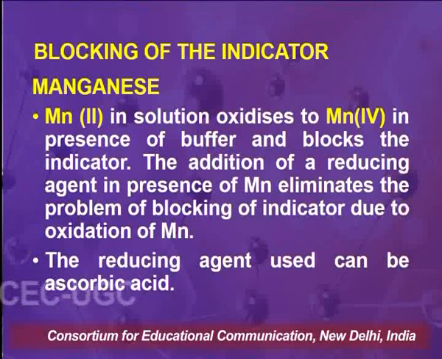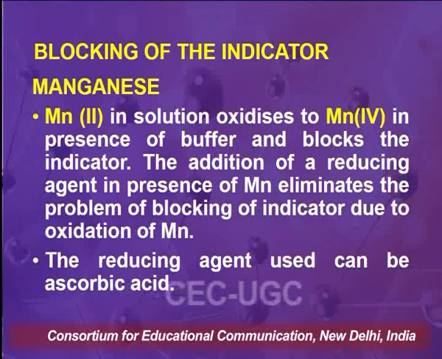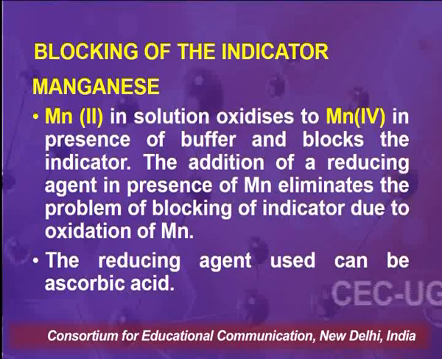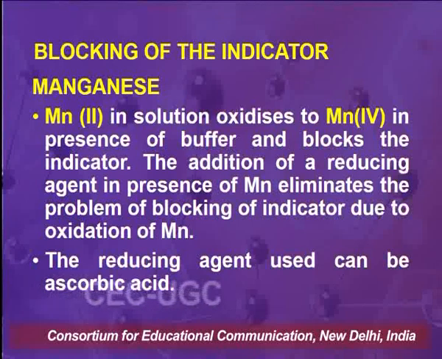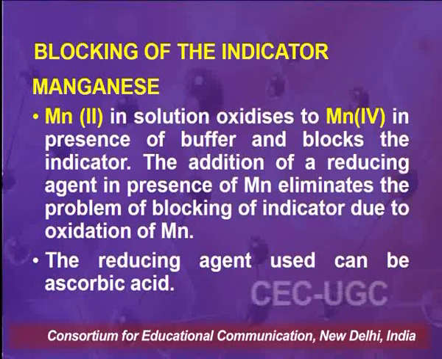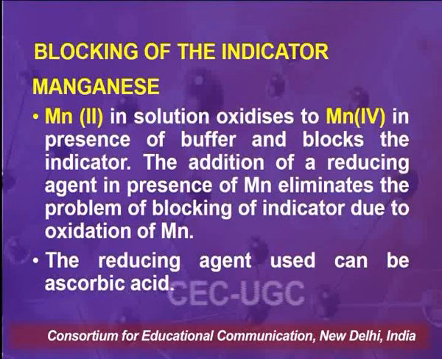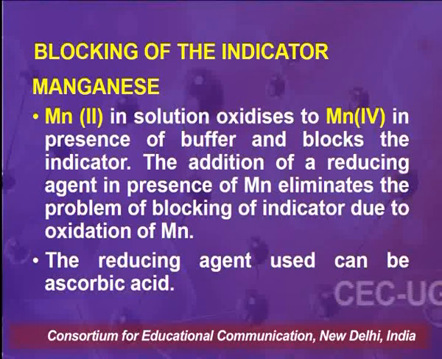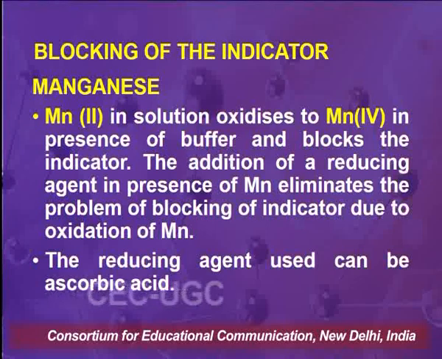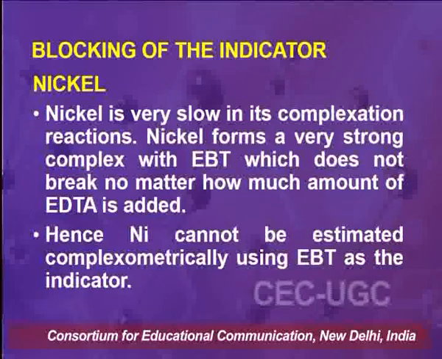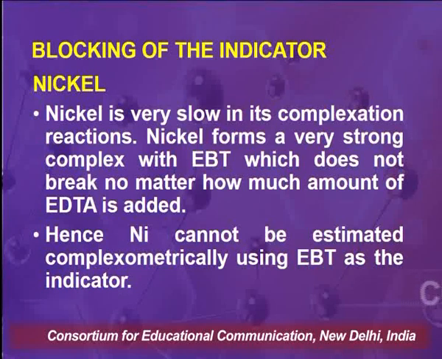Manganese can also block the EBT indicator. Manganese 2 ions in solution oxidize to manganese 4 in the presence of buffer and block the indicator. The addition of a reducing agent in the presence of manganese eliminates the problem of blocking of the indicator due to oxidation of manganese. The reducing agent which can be used here is ascorbic acid. Nickel is another ion which can block the indicator, that is, Eriochrome Black T.